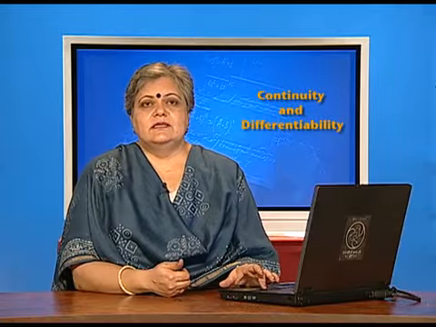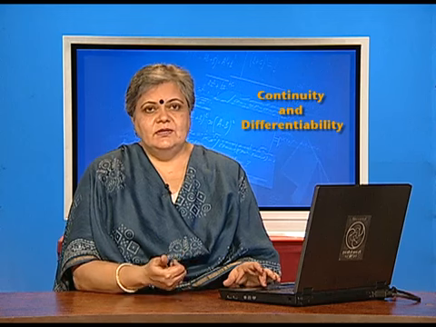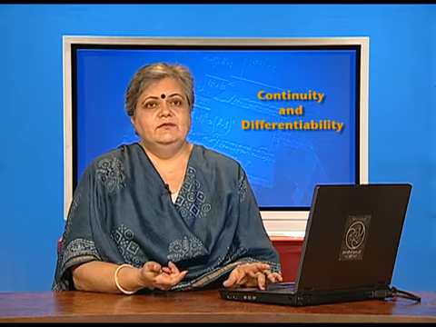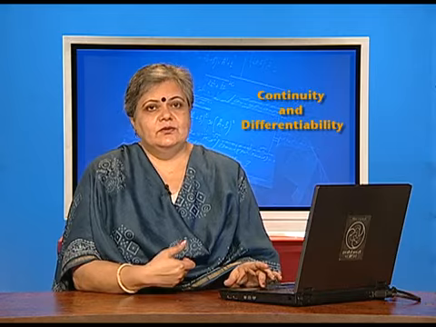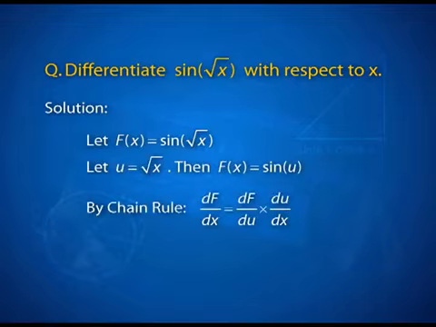Notice that this is definitely a composition of two functions, the sine function and the square root function. So, to find the derivative, we definitely need the chain rule. Our function, let us call it capital F, is sine of root x, and let us take the inner function, in this case the second function root x, to be u.